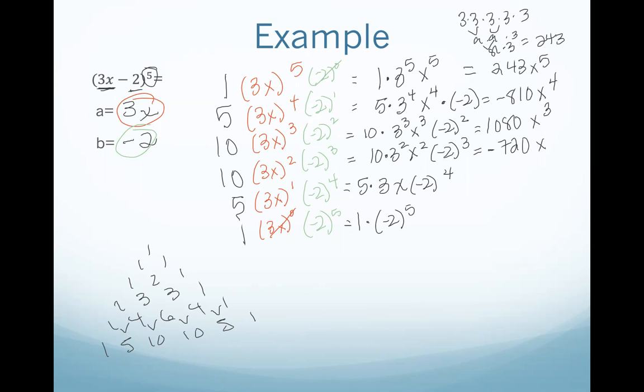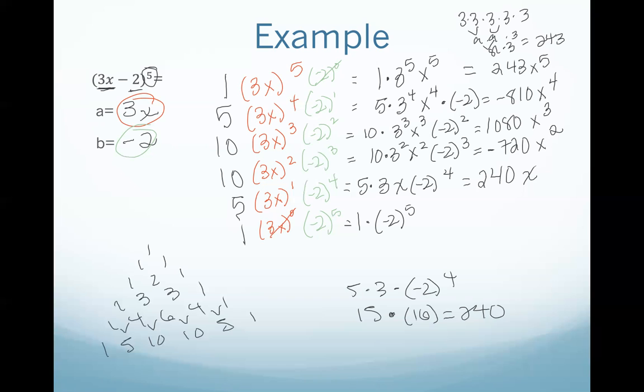-720x squared. Then we have 5 times 3, which is 15. 15 times 2 to the 4th. 2 to the 4th is 16. So 15 times 16 is positive 240x, 5 times 3 times negative 2 to the fourth. That's 15. Negative 2 to the fourth is a positive 16, is 240.